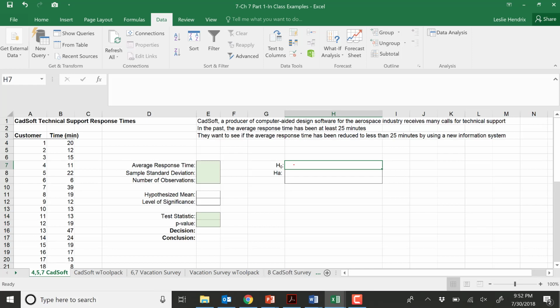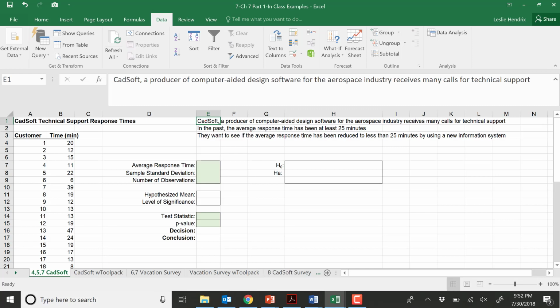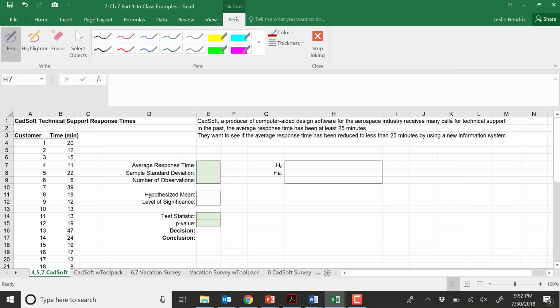What was the null hypothesis there? It says CADSoft, a producer of computer-aided design software for the aerospace industry, receives many calls for technical support. In the past, the average response time has been at least 25 minutes. And they want to see if the average response time has been reduced to less than 25 minutes by using a new information system. So we'll go ahead and write our null and alternative hypothesis in there.